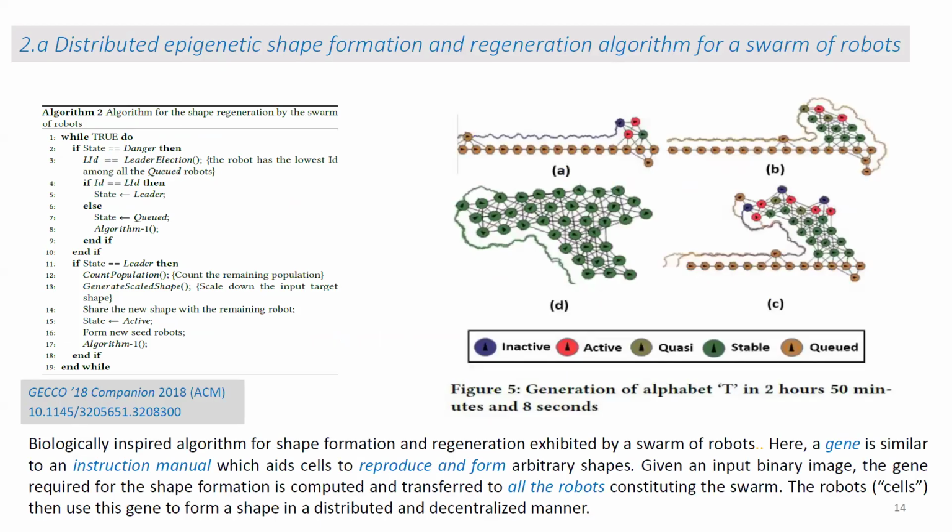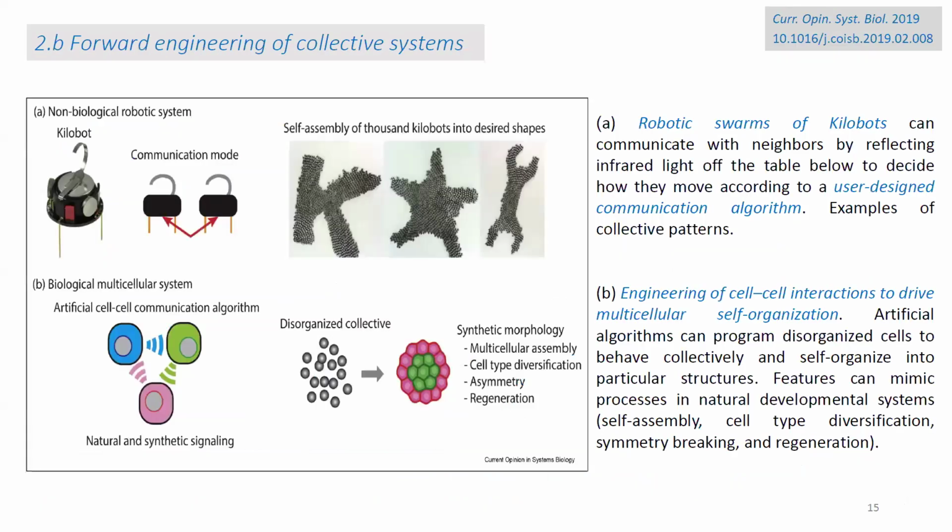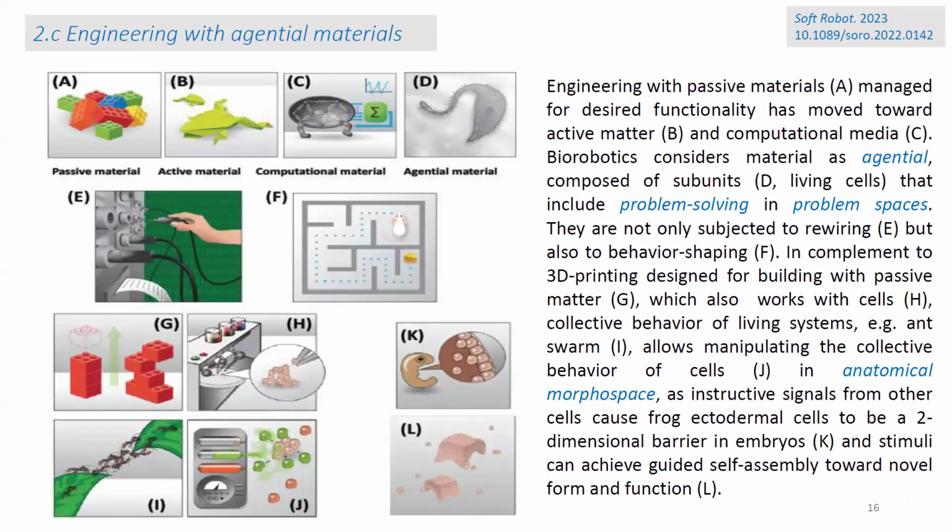One possibility to try to simulate this behavior is to use robots, ensembles of robots in this case. Still another possibility is to use some engineering of cell-cell interactions to drive multicellular self-organization. And it's even more interesting to consider agential materials that can show some agent properties and are able to solve problems in well-defined problem spaces, ideally in the case of anatomical morphospaces.